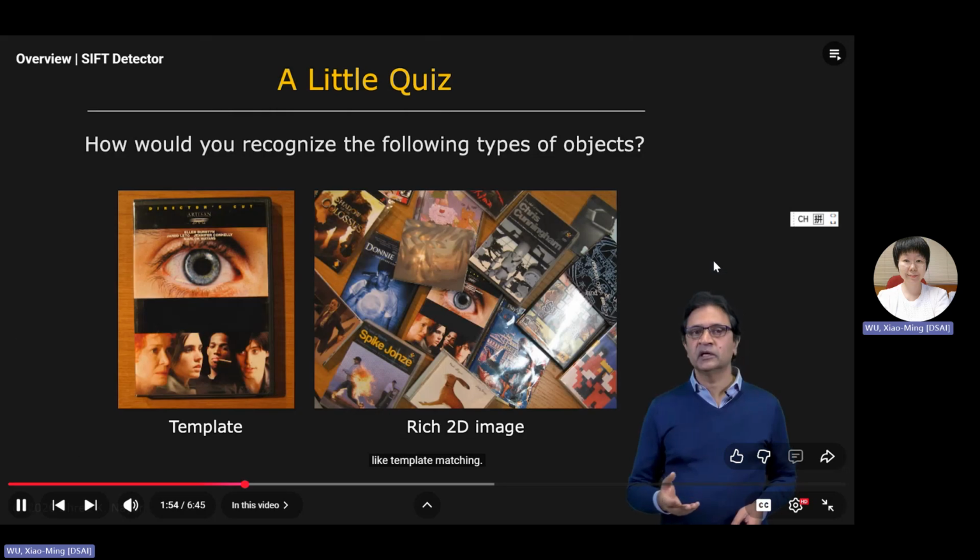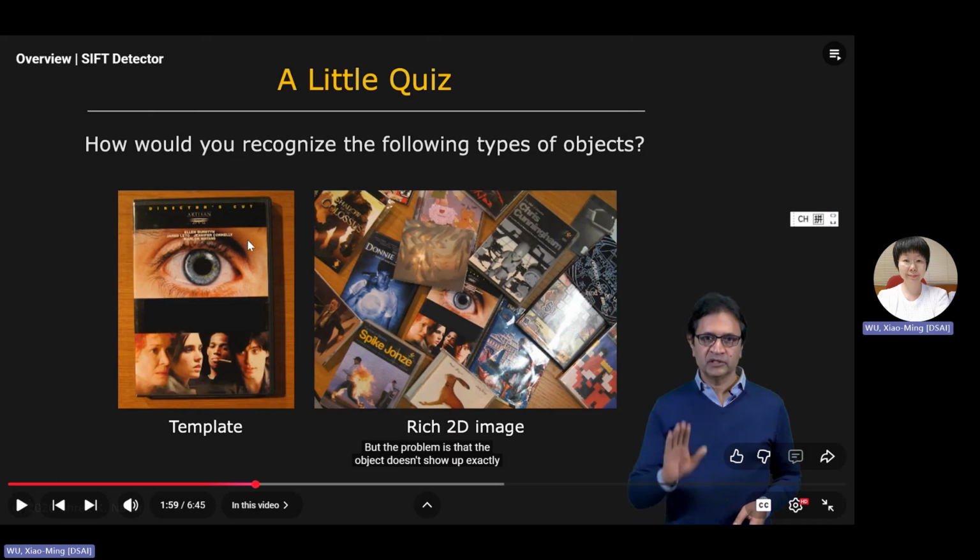Maybe to use something like template matching. We know how to do that using normalized correlation. But the problem is, if we consider this as a template, we can do template matching, but as you can see, part of this object is occluded by other objects, and also this one. And also the orientation of these two objects and their scales are different.